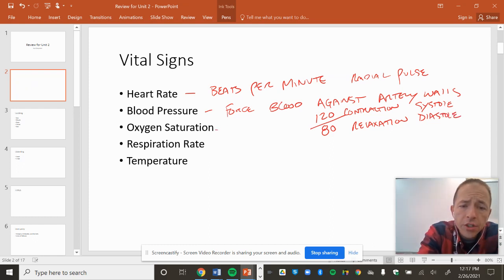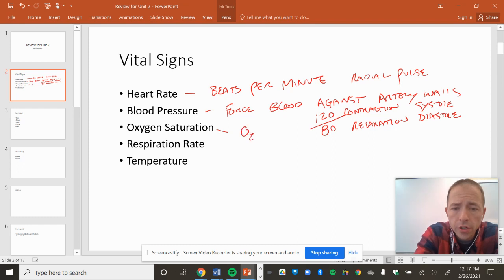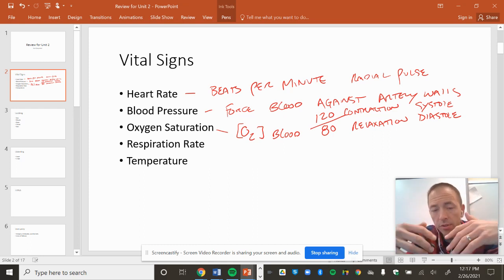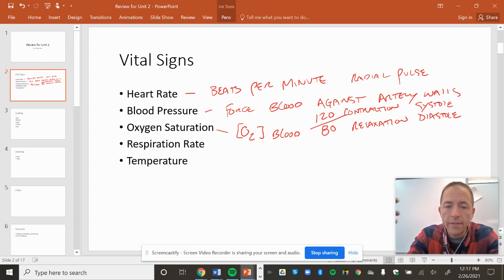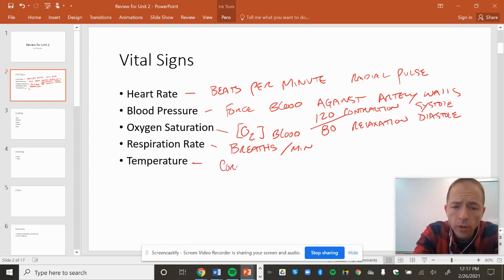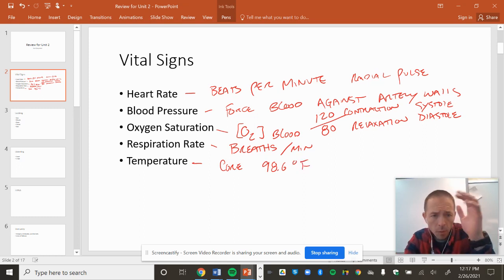Oxygen saturation is the amount, or the concentration, of oxygen in the blood. We're going to be looking for numbers that are close to 100%, right? So we're looking at 94, 95, 96% and above. Below that, we'd say that they're having some situations that would warrant some sort of intervention. Respiration rate is the amount of breathing, breaths per minute, right? All those types of things can be looked up. And then temperature, we're looking for core temperatures, and we want somewhere around 98.6, right? And that could fluctuate a little bit. But these are considered vital signs.